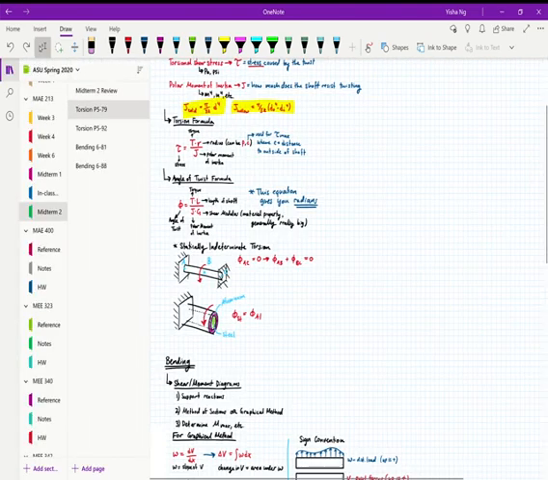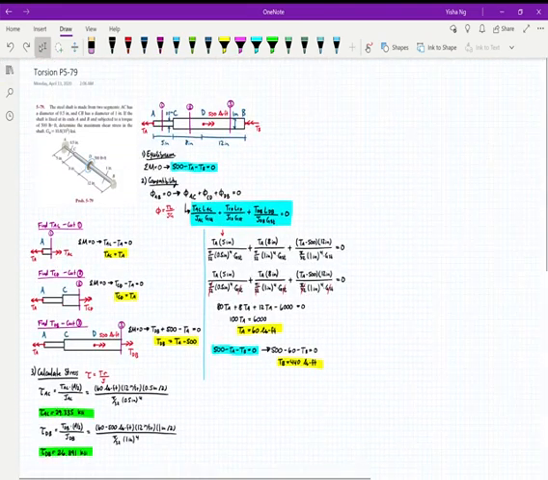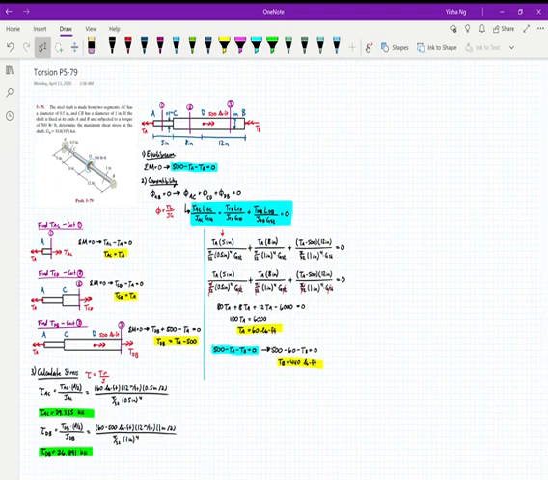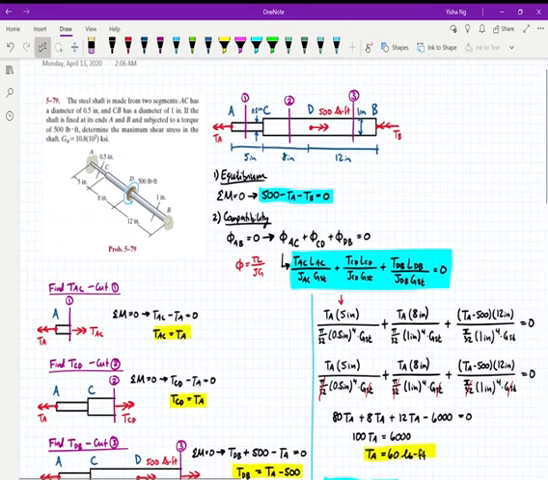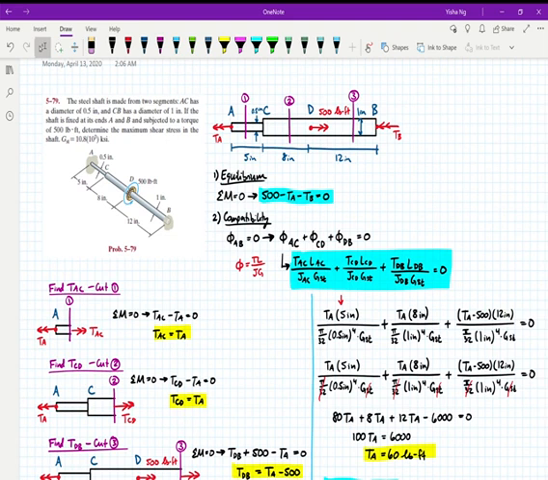All right, let's do a couple torsion examples. These are problems out of the book, I think it's the 10th edition. We've got a steel shaft made from 2 segments. AC has a diameter of 0.5 inches here, and then CB has a diameter of 1 inch here. So there's a thicker and a thinner portion, but the whole thing is solid and it's all made out of steel.